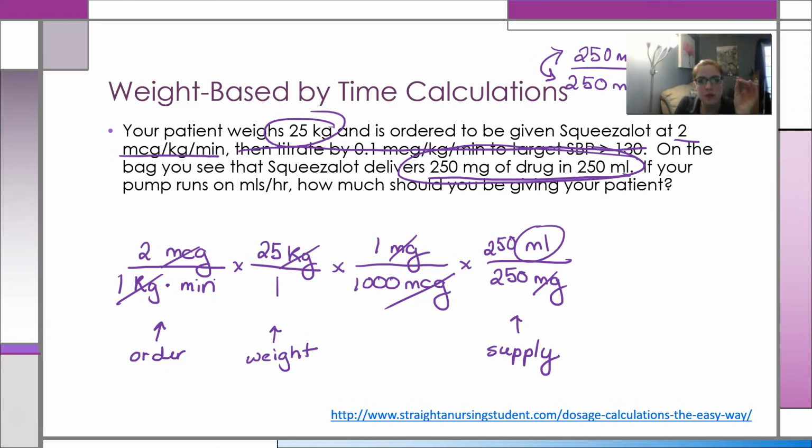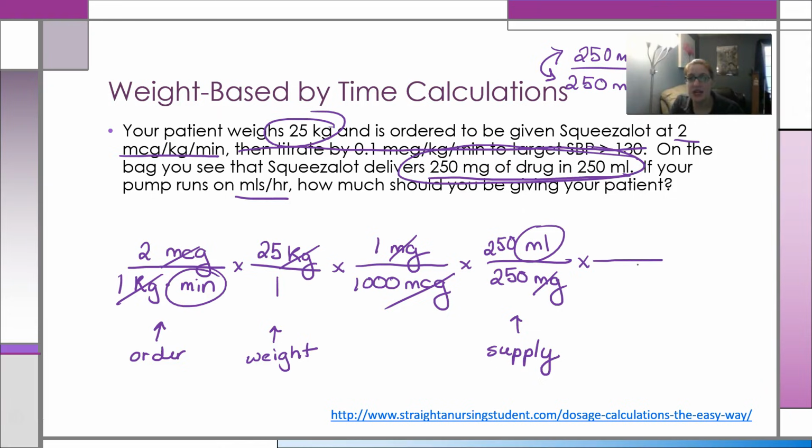And on bottom, notice we have minutes. Is that what we want? Do we want milliliters per minute? Well, if we go back to that question, that's not what we want. We want milliliters per hour. So we have to do one more conversion here. We have to take those minutes and change them into hours.